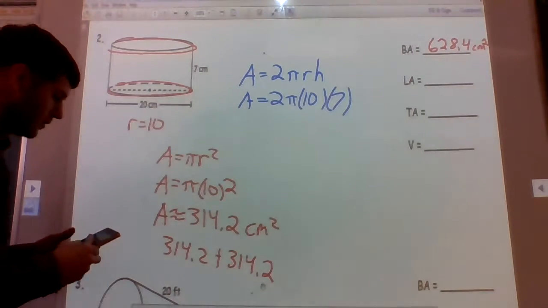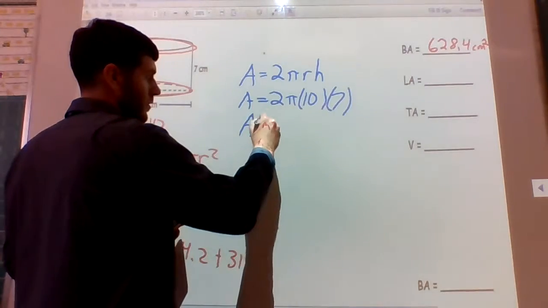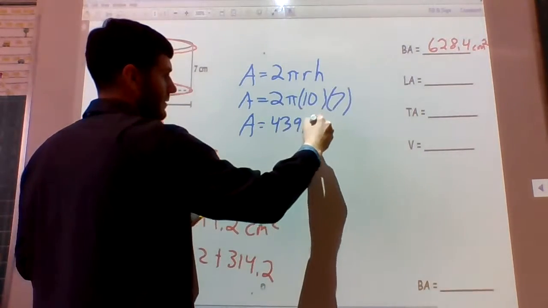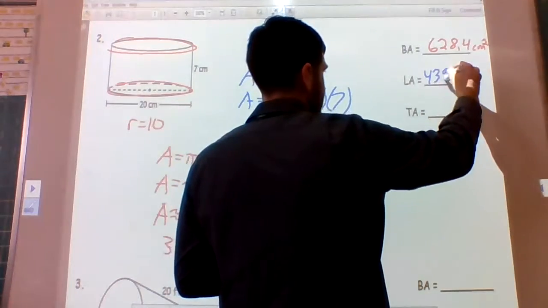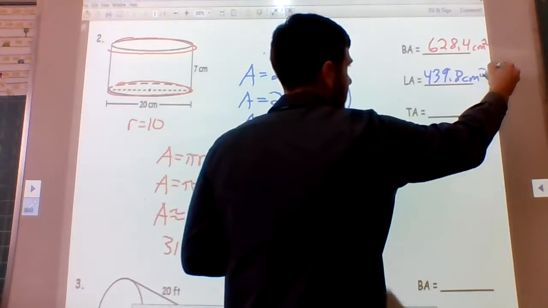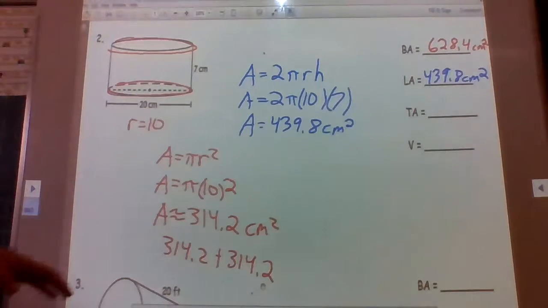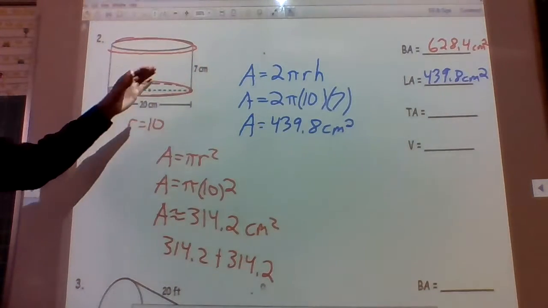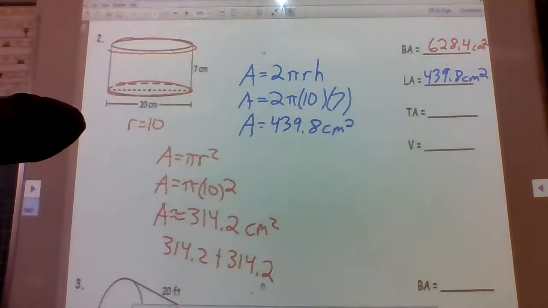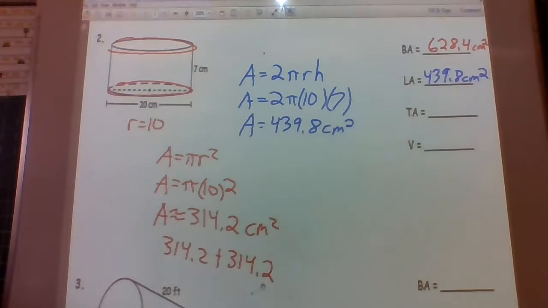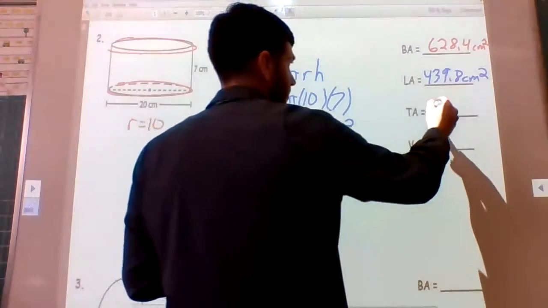So 439.8 centimeters squared. So that's our lateral area. Which means our total area is the lateral area, the area around the cylinder, plus the area of the 2 circles. Each were 314. Together they were 628. So 628.4 plus 439.8 is 1068.2.